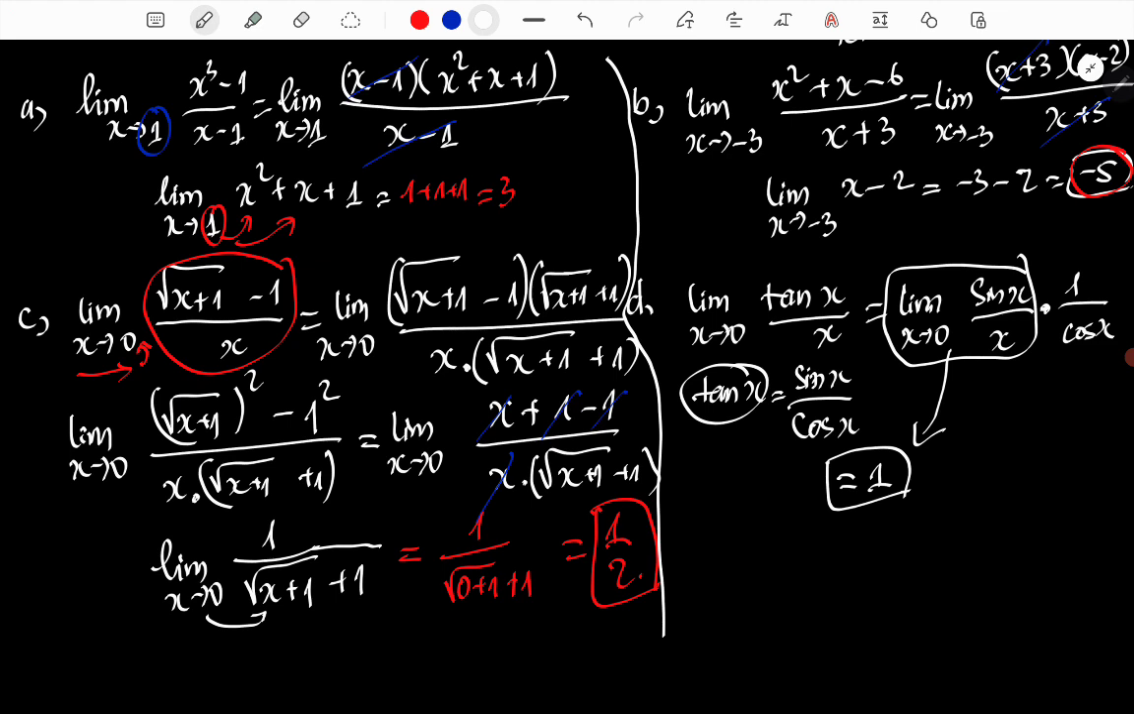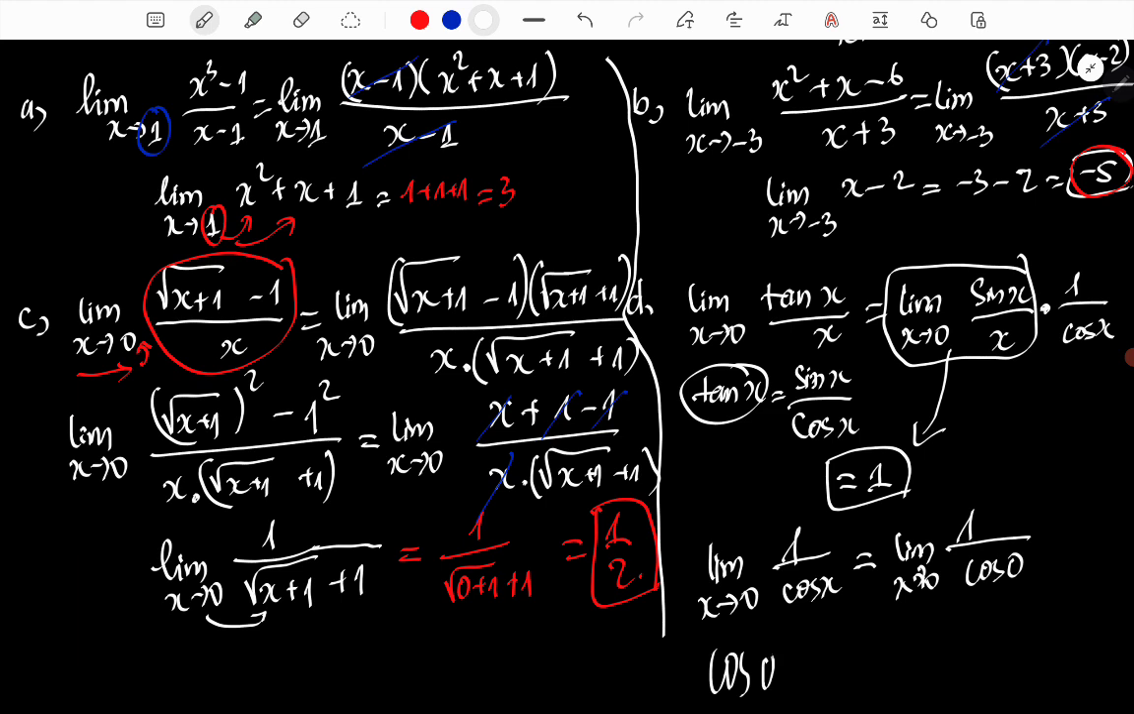And then now we only have to do the limit as x goes to 0 of 1 over cosine x, which is the limit as x goes to 0 of 1 divided by cosine 0. And remember, cosine 0 is equal to 1, so it's 1 over 1. So the final answer for this is going to be 1. Alright.